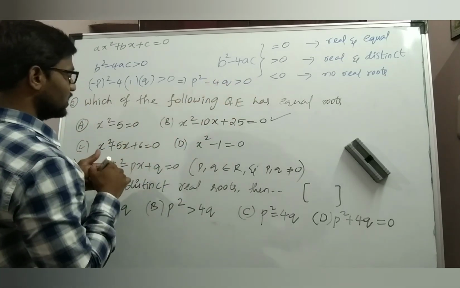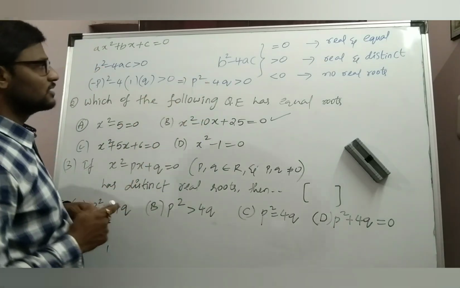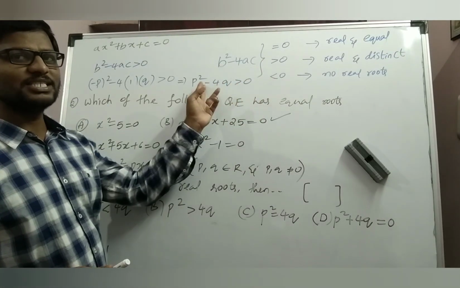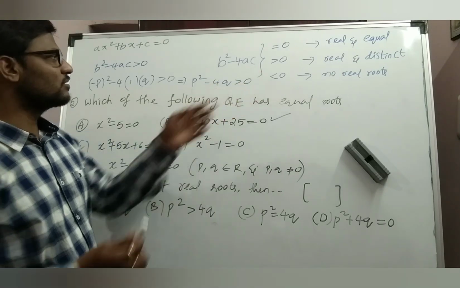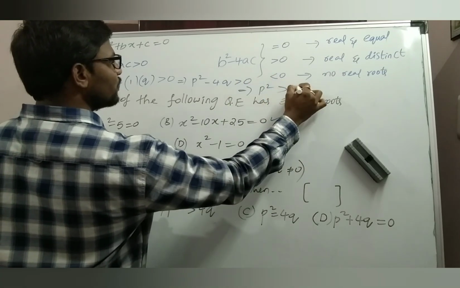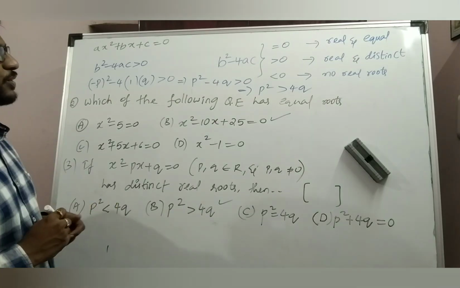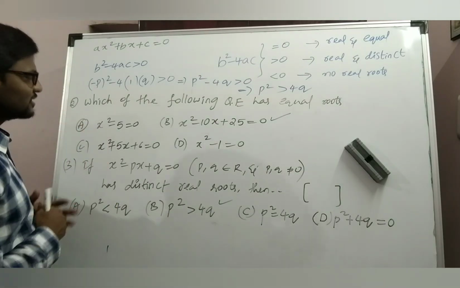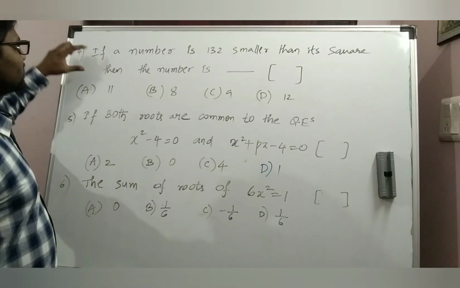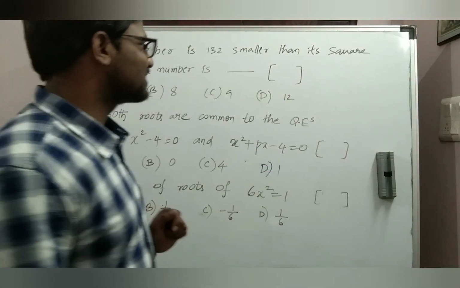This is an inequation. If p square minus 4q is greater than 0, then what is the relation? See, if you add 4q on both sides, p square minus 4q plus 4q, so p square is greater than 0 plus 4q, that is 4q. So option B is the right answer. To answer this kind of questions, you have to learn the concept of nature of roots. Next question is, if a number is 132 smaller than its square, then what is that number?